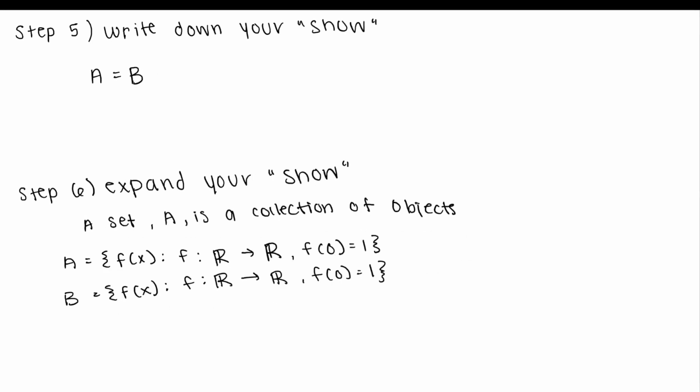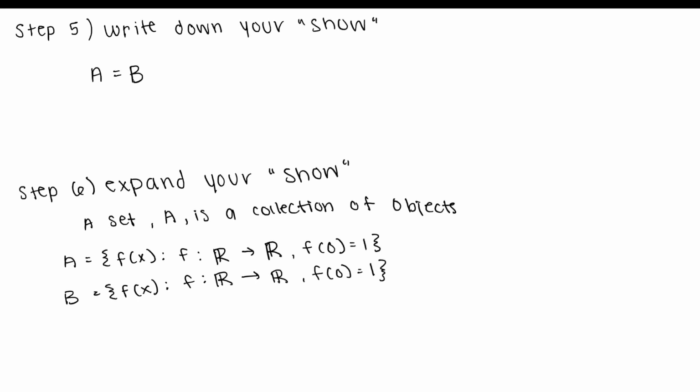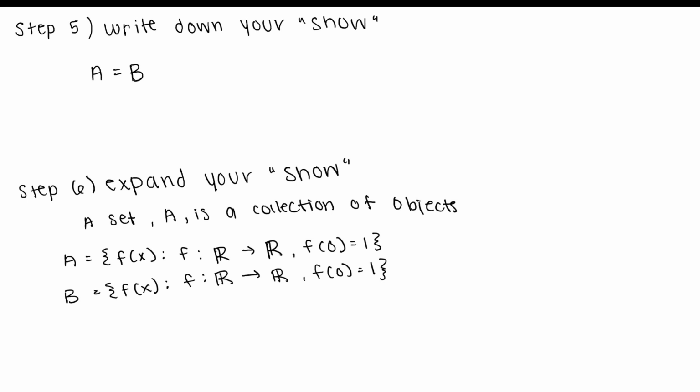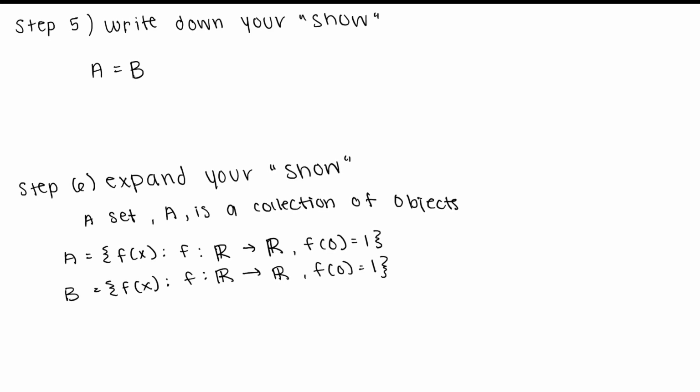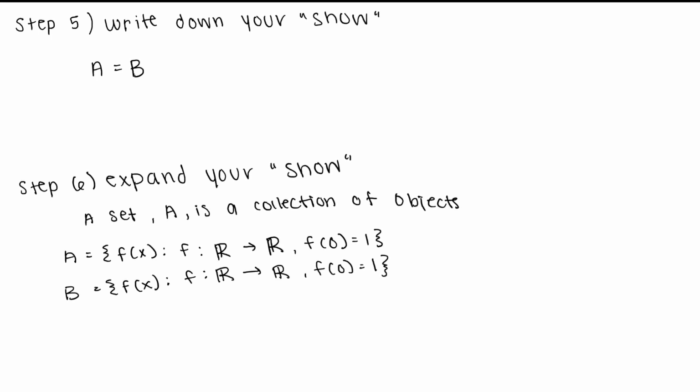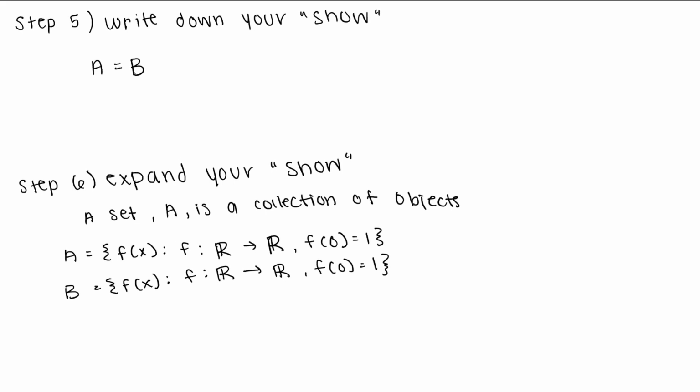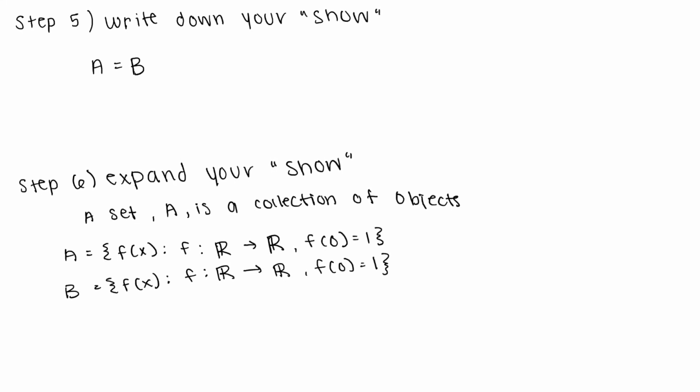For step 5, which is writing down our show, we have what comes after then, which is the set A equals set B. For expanding our show in step 6 of the proofwriting wiki, I looked at the definition of a set, which is that a set A is a collection of objects, and then below that it is written not in words. And so expanding the show in this case really did not provide us very much information, but it was helpful to look at just to have in case I needed to pull it for my proof.